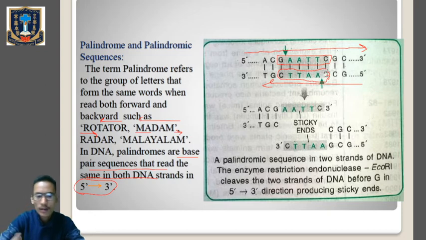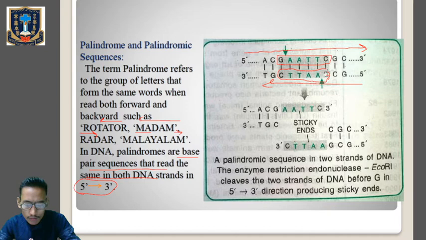So such sequences are called palindromic sequences, and such sequences are being recognized by the restriction endonuclease enzyme. And GAATTC is the palindromic sequence for the enzyme EcoR1. Clear? So those sequences will be recognized by the restriction endonuclease enzymes and will clip it. Restriction endonuclease will recognize these palindromic sequences GAATTC in both these strands and will make a cut over there.